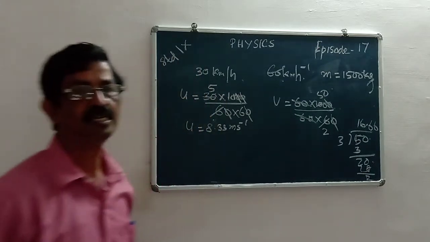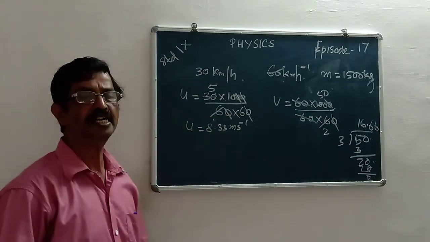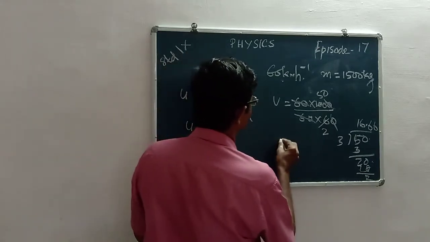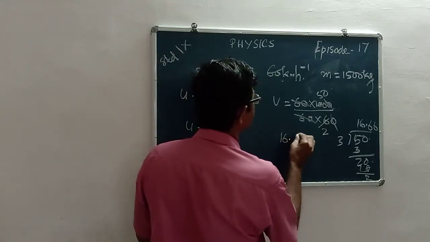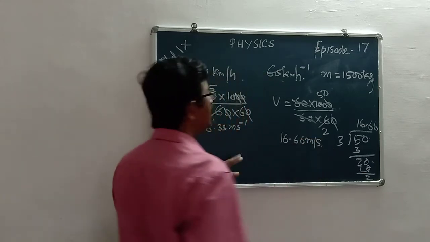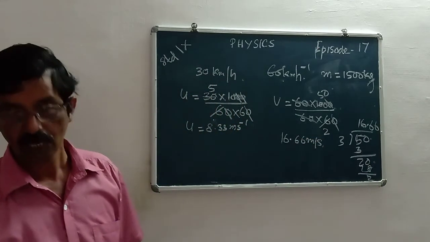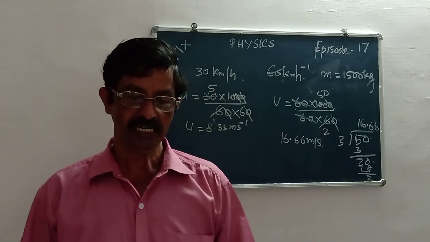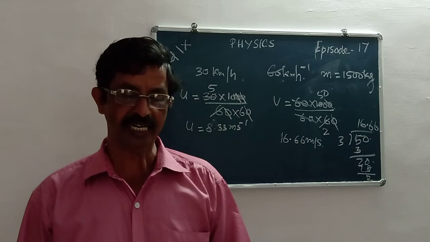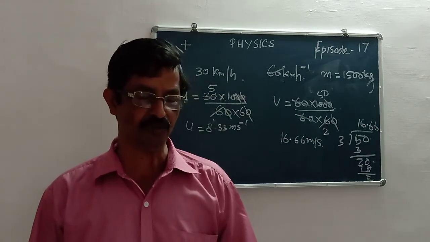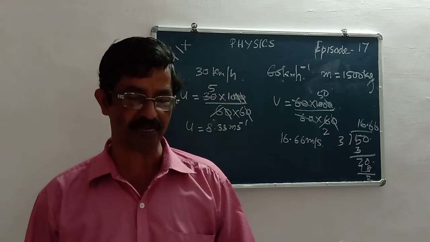That is 16.66 meters per second. This is the final velocity. What do we actually want to find out? We want to find the work done to increase the velocity of the car from 30 km per hour to 60 km per hour.